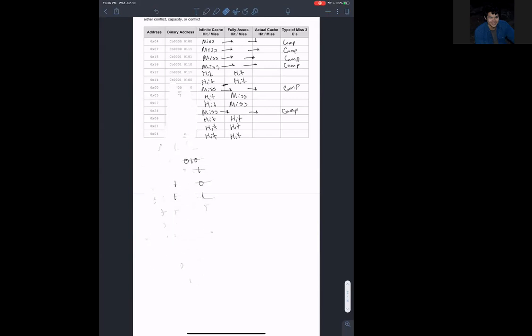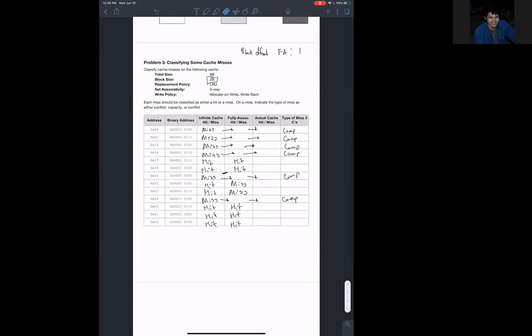So now, finally, I think the hardest one is probably the actual cache, because you have to think about how these sets will work out. And also we can't really use the trick where we brought over the misses and hits from the infinite cache and fully associative cache, because it could be the case that our actual cache hits while our fully associative cache may have missed, or our actual cache misses while our fully associative cache hits.